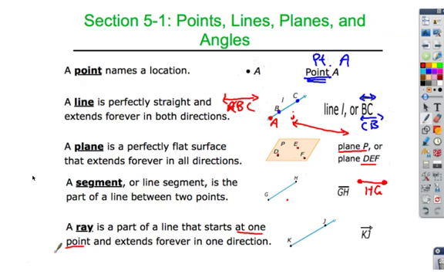If I wrote JK, that is wrong because J is not the starting point. So the first letter you write should be the letter you're starting with. And then the second letter kind of is just to tell us what direction the ray is going. So this is telling us right here that it starts at point K and heads off in the direction of J. J is another point on the ray.